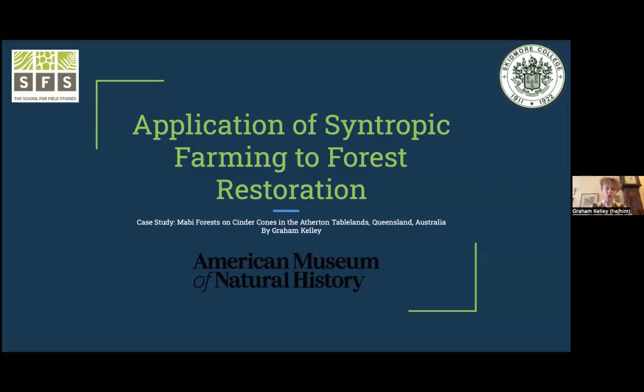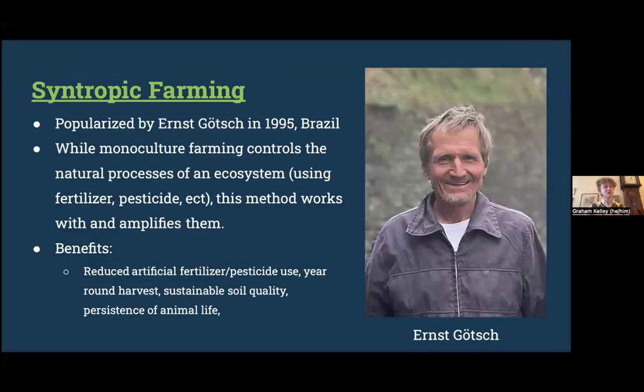For starters, let me go into what syntropic farming is. Syntropic farming is a method of farming that was popularized by Ernst Gotch in 1995 within Brazil. So while monoculture farming controls the natural processes of an ecosystem using fertilizers and pesticides, this method works with and amplifies those natural processes, with some benefits being the reduction of artificial fertilizers and pesticide use, a year-round harvest, sustainable soil quality, and the persistence of animal life instead of taking out animal life from that environment. This on the right is Ernst Gotch.